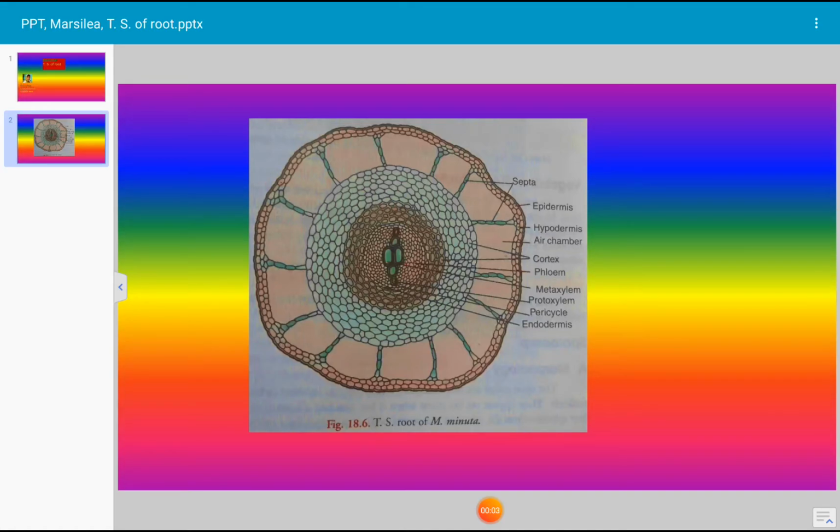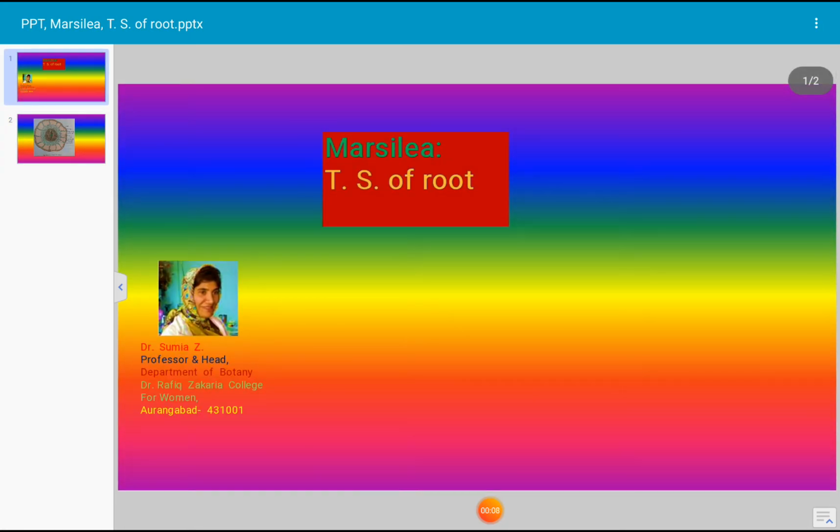Today's topic for discussion is anatomy of Marsilea root. Marsilea is a pteridophytic plant. Let us see all the details of anatomy or transverse section of root of Marsilea, or internal structure of root of Marsilea. When we take the section of root, it consists of three main regions, that is epidermis.